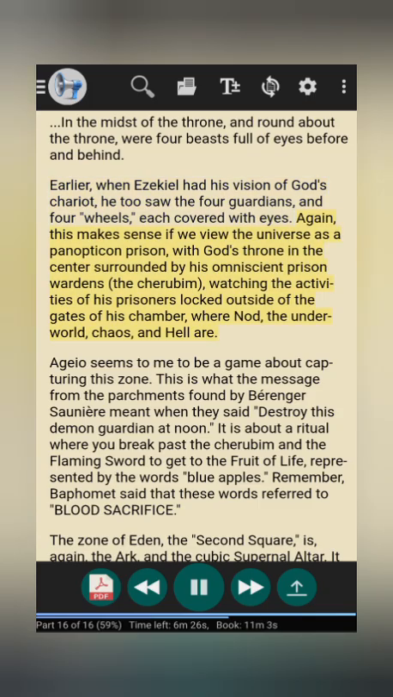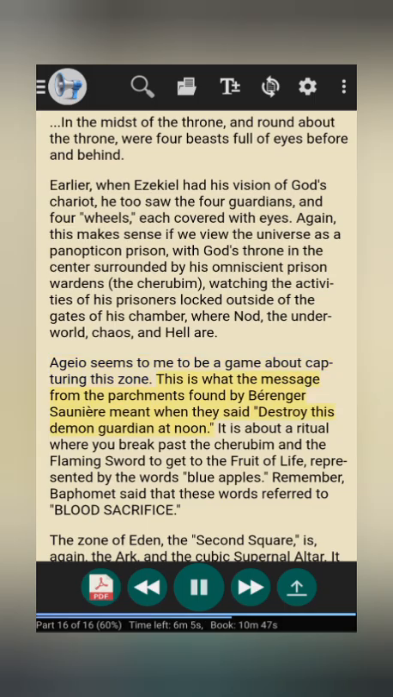Again, this makes sense if we view the universe as a panopticon prison, with God's throne in the center surrounded by his omniscient prison wardens, the cherubim, watching the activities of his prisoners locked outside of the gates of his chamber, where Nod, the underworld, chaos, and hell are. Agio seems to me to be a game about capturing this zone.